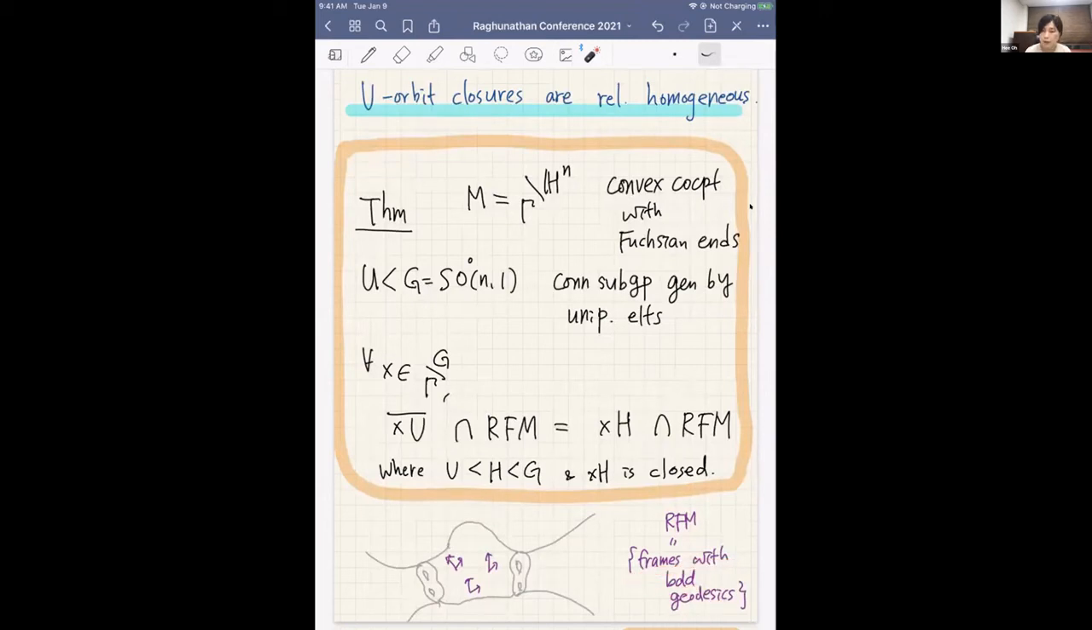This is a highly fractal subset in G mod gamma. It's very far from being a manifold, but it's a fractal set. However, this fractal set captures all the non-trivial dynamics happening in G mod gamma. So in the infinite volume setting, in some sense this is the right object to look at. Because RFM is not homogeneous anymore, the main difficulty of working with dynamics in infinite volume spaces is that this ambient space is not homogeneous.